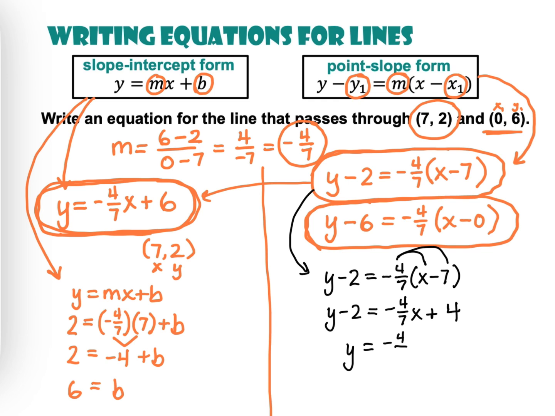Add the 2 over there. See, I told you. That's what we were looking at. So all of these equations are equations for the same line because they're technically all the same equation. They're just in different forms.